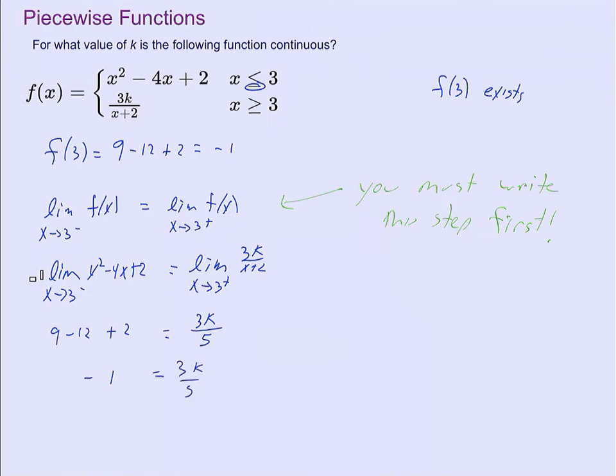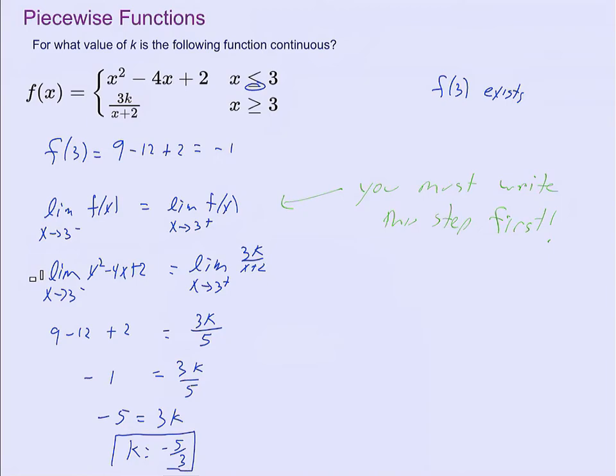But now we have an equation with k in it as an unknown, which we can solve for. So multiply both sides by 5. Sorry, that doesn't look right. -5 equals 3k. And so k has to equal -5/3. And that's our answer. K has to equal -5/3.